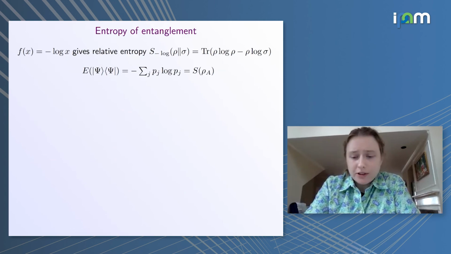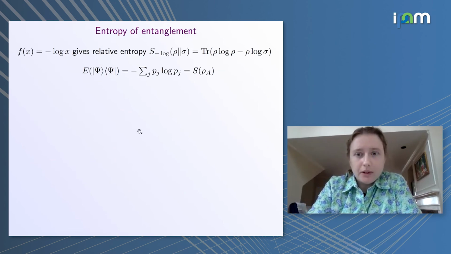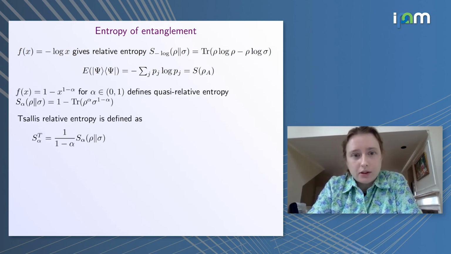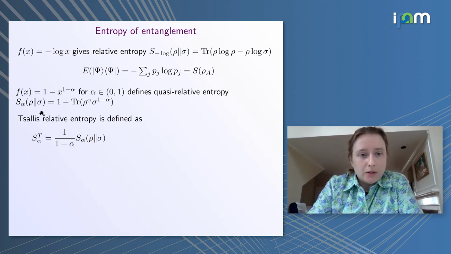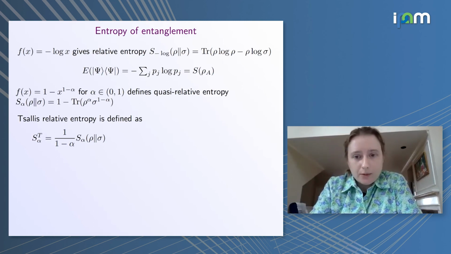So what does it give us? For the entropy of entanglement, it gives us exactly the same result that we had before. So this is a true generalization. From the power function, you can obtain either the Tsallis relative entropy or the Renyi relative entropy if you take the log afterwards.